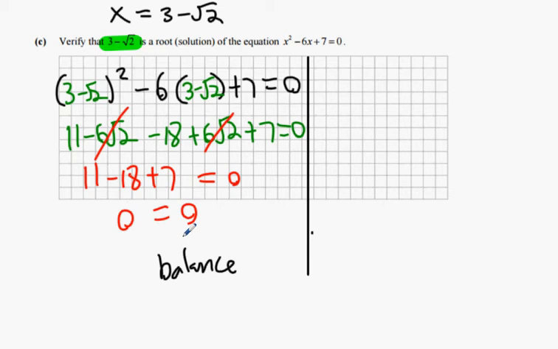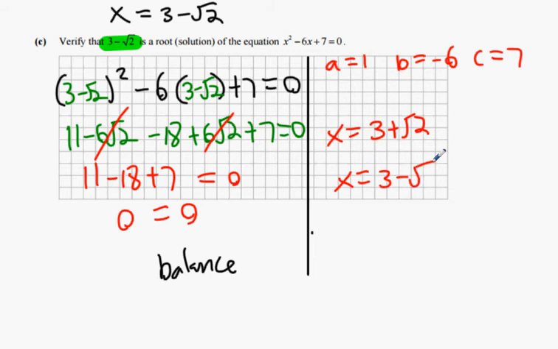It's an equation. Some other people would do the minus b formula. Some people try to solve it using the minus b formula. If you do it that way, you'll find two answers. Your first answer will be 3 plus root 2. Your second answer will be 3 minus root 2.